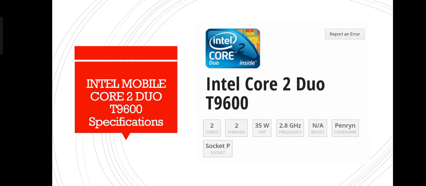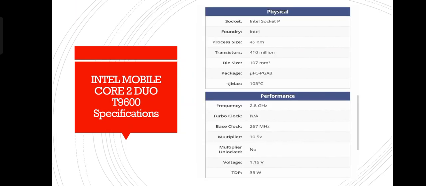These are the key specifications of the Intel Mobile Core 2 Duo T9600. It comes with two cores, two threads, 35 watts TDP, 2.8 GHz frequency, no boost. The code name is Penryn, and the socket is socket P. So these are the technical specs of the Core 2 Duo T9600.